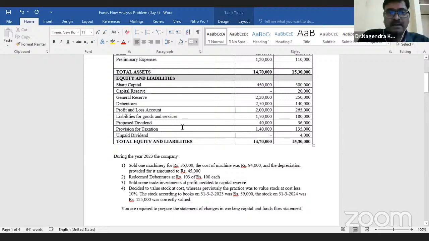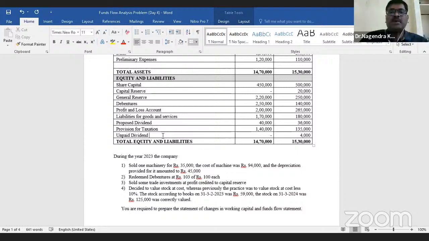So when we are mentioning anything as proposed dividend, it can be assumed that we paid the dividend during the year, but actually it will not be paid. It will be paid only once the approval of the shareholders is given. But when it is shown as proposed dividend, we can consider that it has been paid during the year. Here we can see that proposed dividend is 36,000, and unpaid dividend is 4,000. So in this case, this 40,000, let us assume that it has been paid during the year. We have to assume it like that.